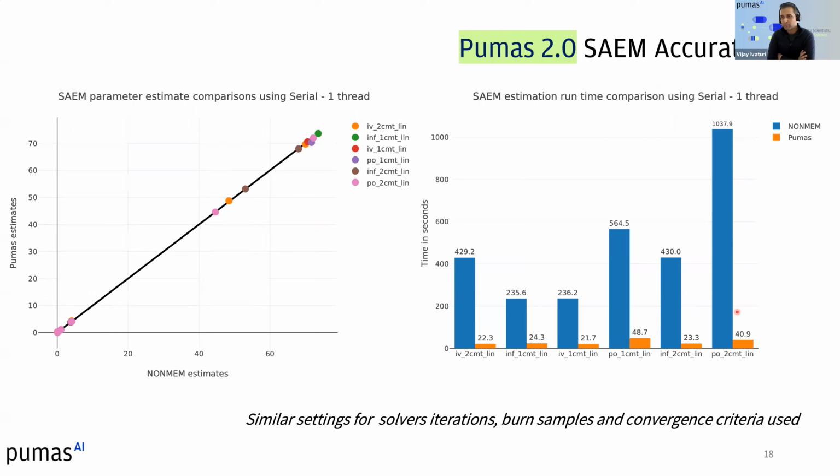The orange, for example, this two-compartment model takes about 40 seconds in Pumas and about 1,000 seconds in NONMEM, right? And we've done the same comparison with the other SAEM tool out in the market, and we are on par or sometimes even better than that tool in terms of performance.